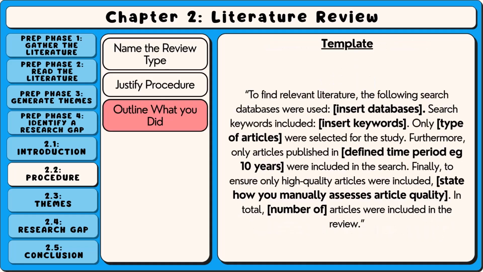Here's a template. To find relevant literature, the following search databases were used, and then you would name the search databases. Search keywords included, and then you would list the keywords you searched. Only, and then you'd name a specific type of article, was selected for the study. Furthermore, only articles published in, and then a defined time period, such as 10 years, were included in the study. Finally, to ensure only high-quality articles were included, and then state how you manually assessed article quality, such as by reading the abstracts. In total, a specific number of articles were included in the final review.